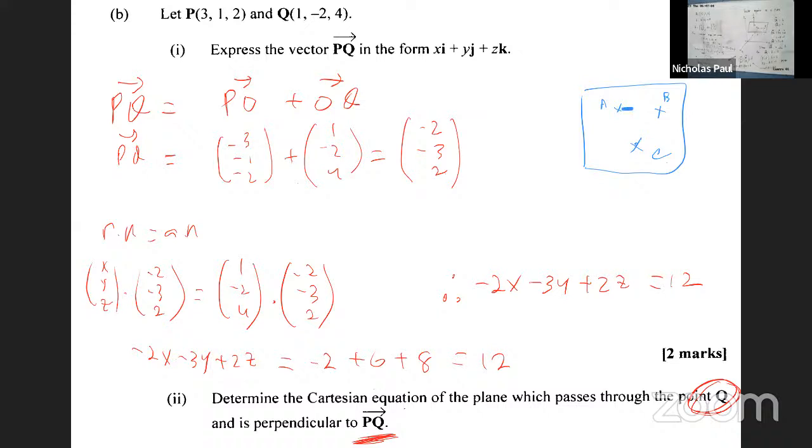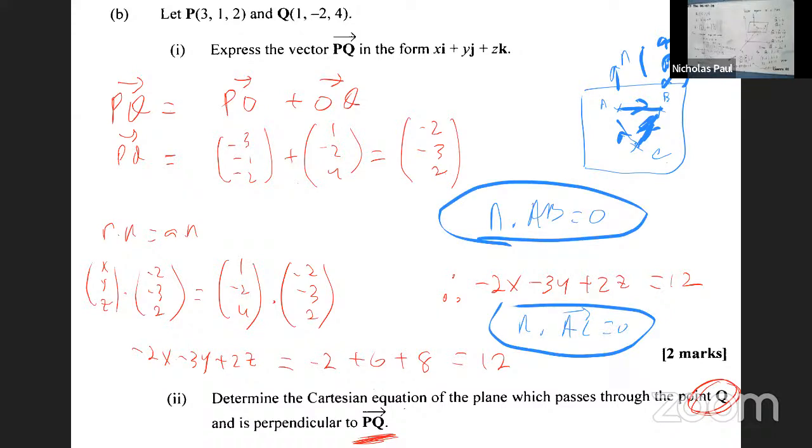We could find AB. We could find AC. Anyone you could find actually. And then we can make up some perpendicular vector n. Let's call it alpha, beta, gamma. And then we can say that n dot AB is 0. Then we can say n dot AC is also 0. And then solve them to find values for alpha, beta, gamma.